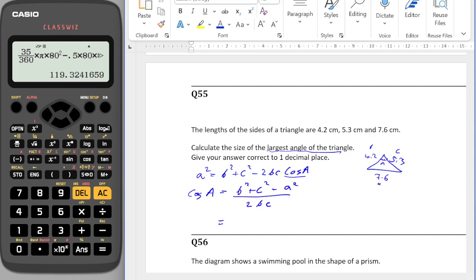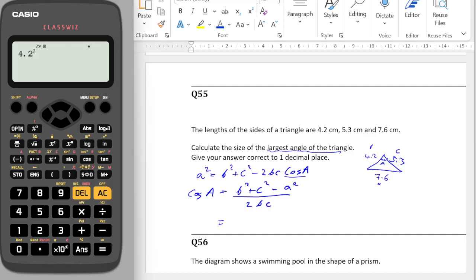So that's going to be equal to, and I'm going to just sub in these values, 4.2 squared plus 5.3 squared minus 7.6 squared, and I want that divided by, just double checking that I'm happy with what I've typed in there, I want to divide that by 2 times 4.2 times 5.3.